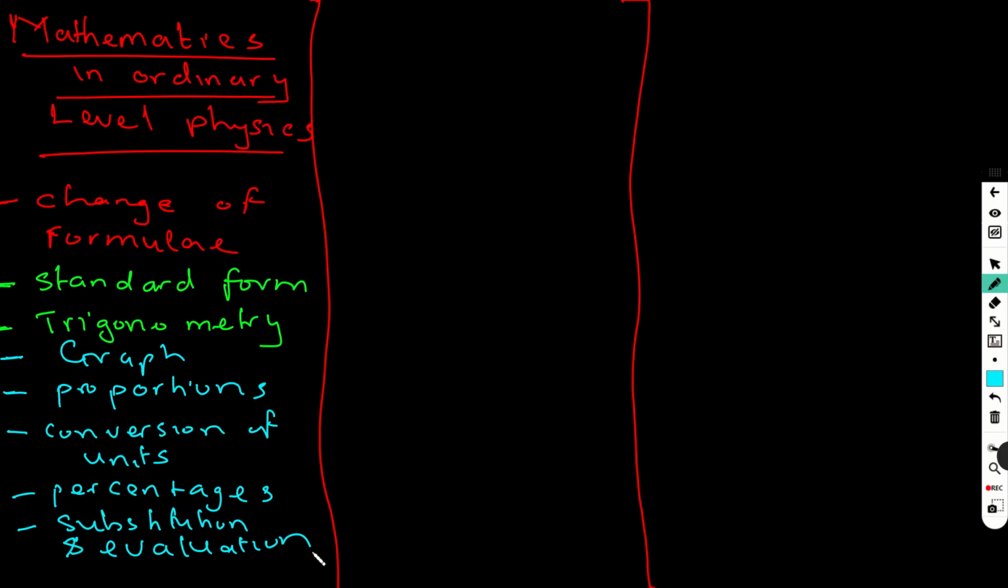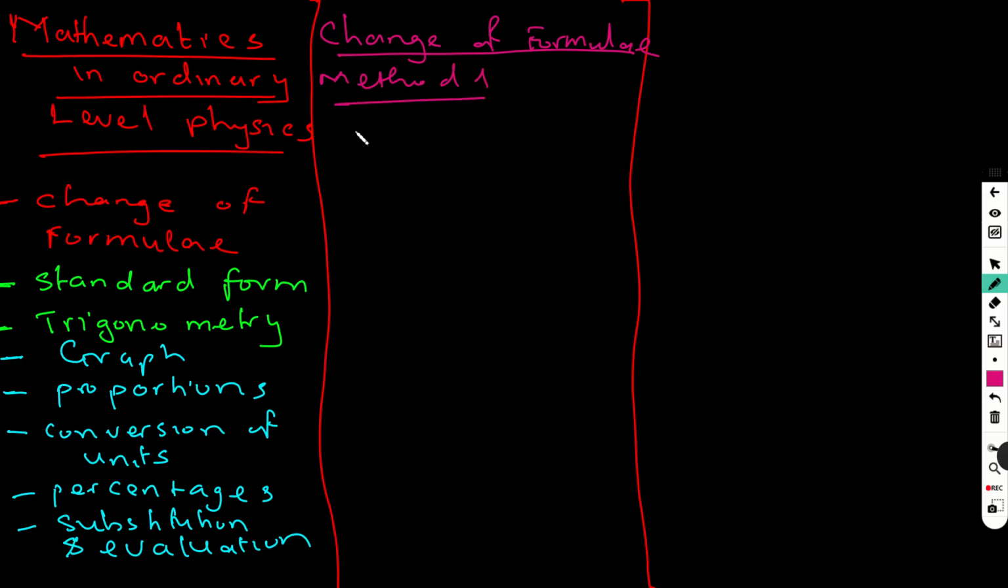Okay, today we are going to start with change of formulae. Let's start with change of formulae. So method 1. You're going to have equations in the form f equals x times t, like this.